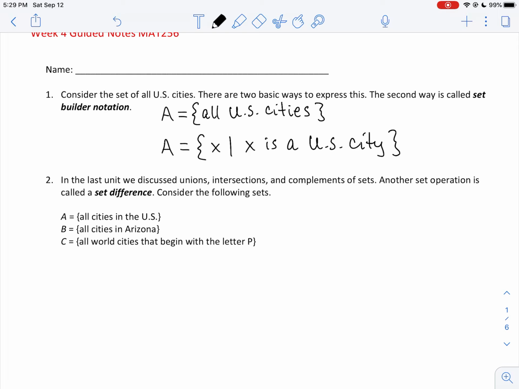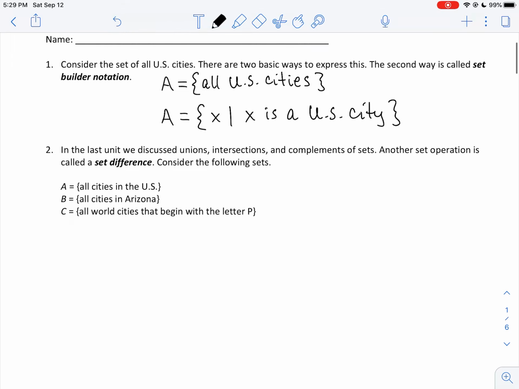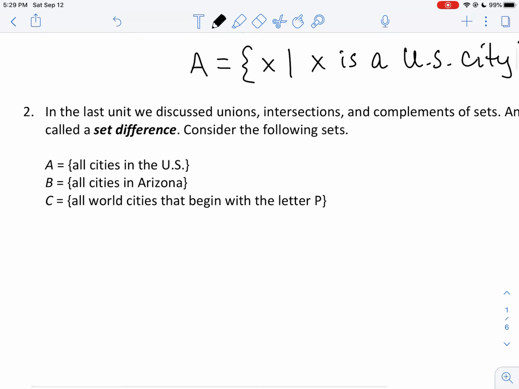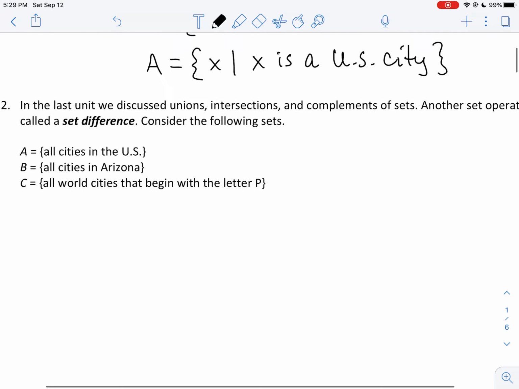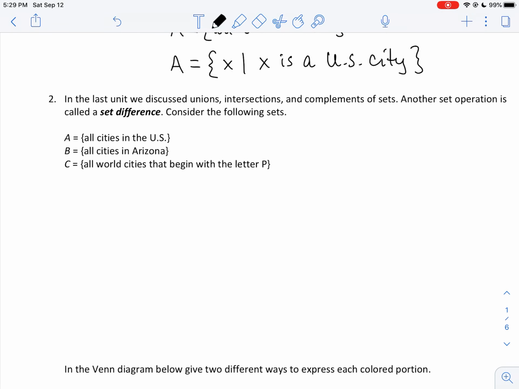Okay, let's go to item 2 next. In the last unit, we discussed unions, intersections, and complements of sets. Another set operation is called the set difference. Consider the following sets written using lazy notation, not set builder notation. The set difference is defined to be, let me do first a symbol for it. For example, if I were to do A and then a minus sign and then B. This is defined to be the set of all things that are in A but not in B.